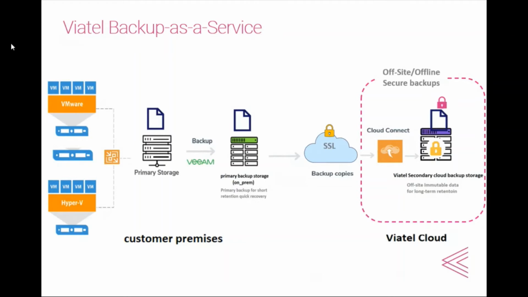How we can help you at Viatel is that we can extend that setup by moving a second copy of your backup to our cloud and locking it there. So in the very unfortunate situation where you have lost your primary data, where you have lost your backups because of data corruption or ransomware or something like that, you still have a very secure backup of your data stored offsite, offline, and you can use those backup files to recover your business.